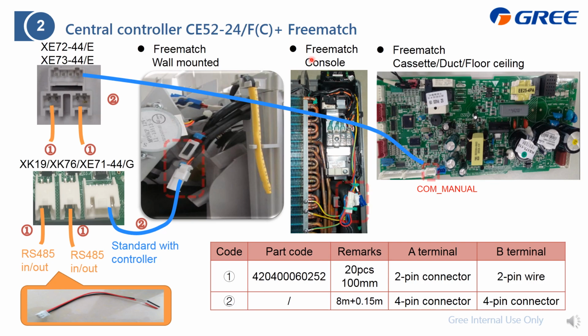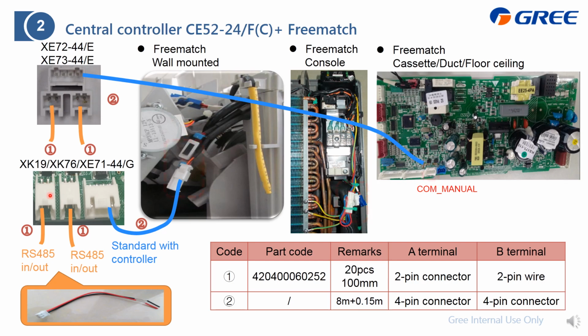As for the free match console type, just find out there is a connector here, and then also to this 4 pin, either for this one or for this one is the same. As for the wall mounted, also find a connector just like this and connect to this port or this port. As for this 1, 2, 3, 4, it is the same, which is to output or input the Modbus protocol with RS485 connection.